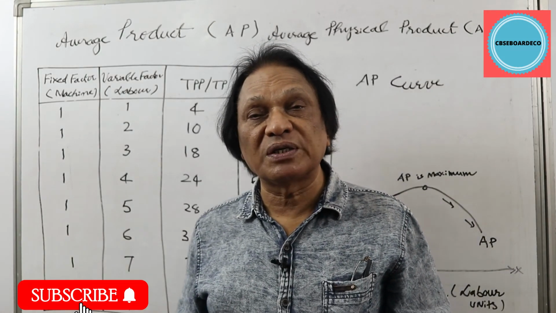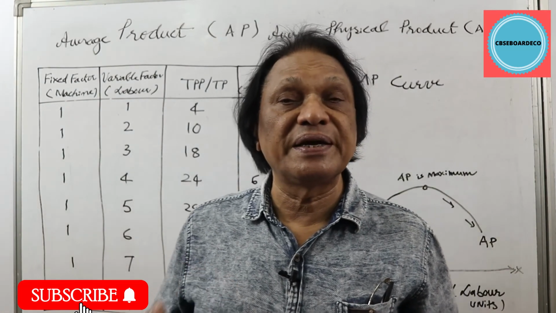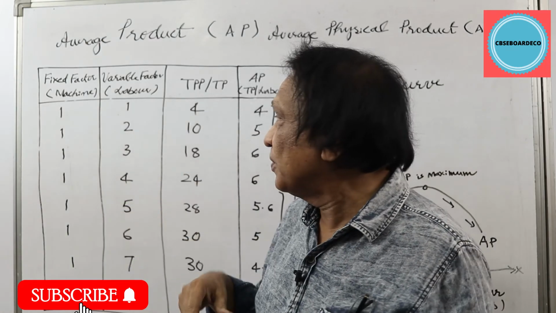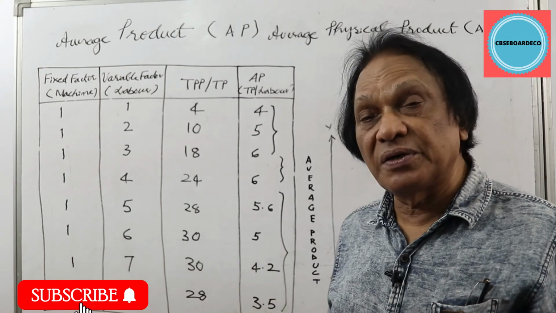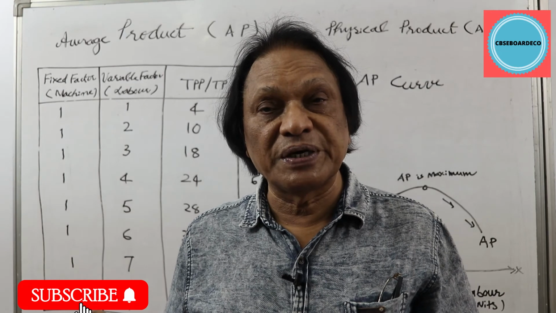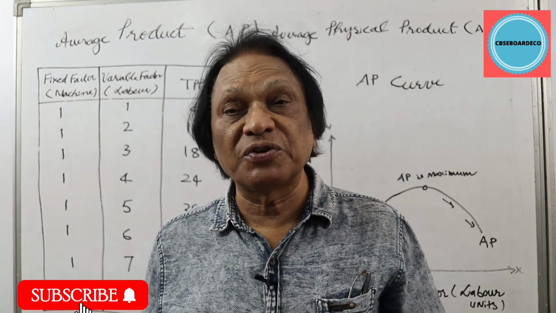I'm sure you must have got the concept. You remember the total product. From total product, it's easy to get average product. Total product is 4, 10, 18, 24, 28, 30, 30 and 28, and you get perfect average product figures and the average product curve. That's all we have time for in this video.